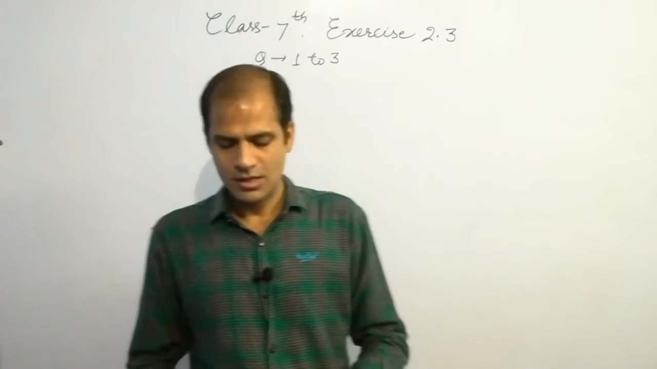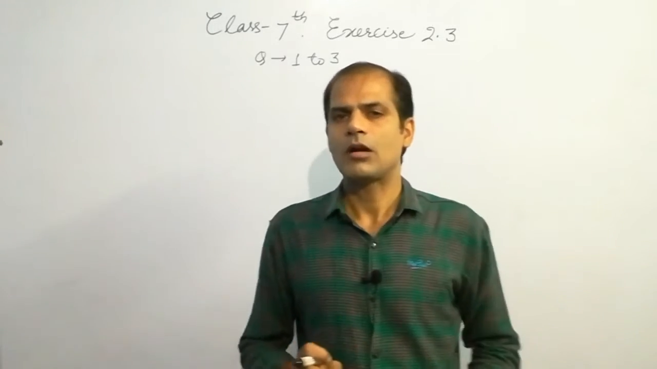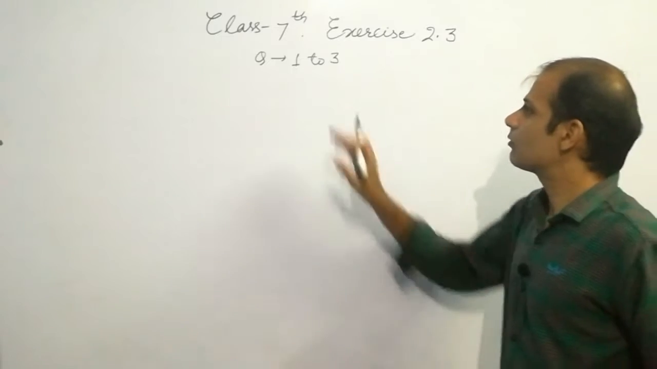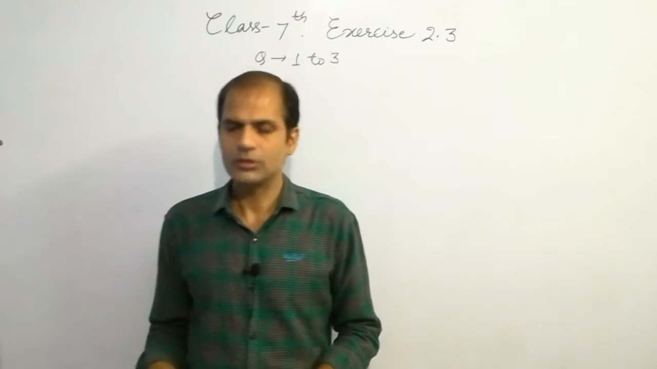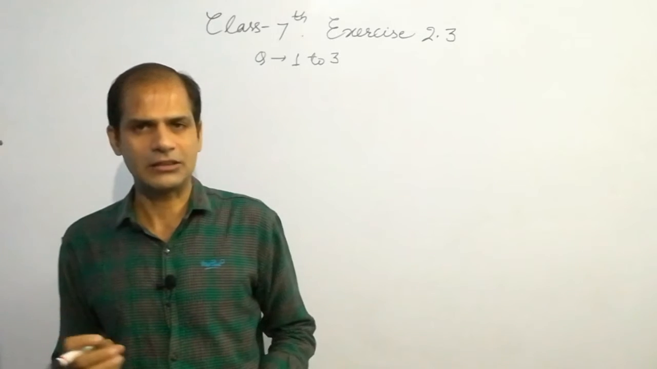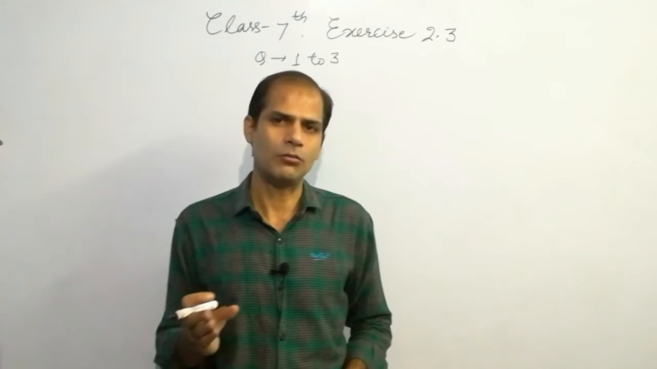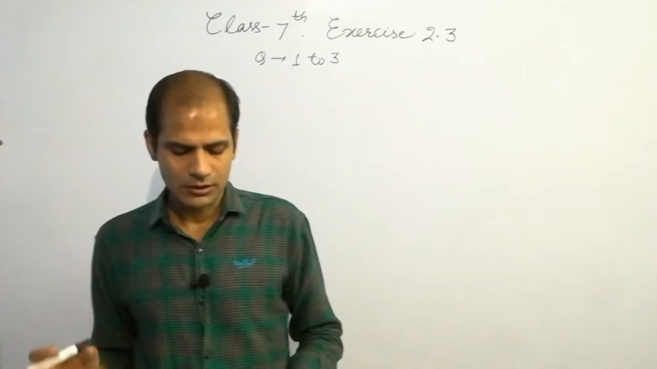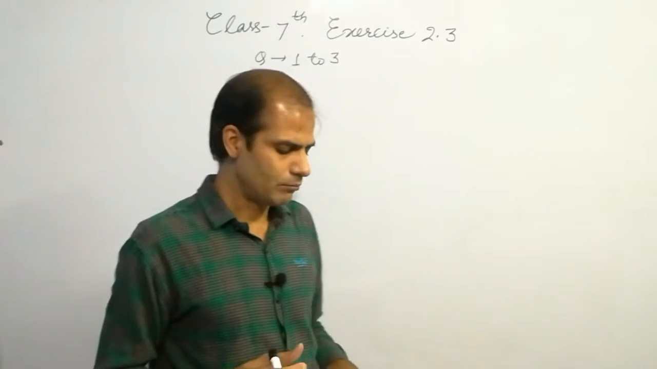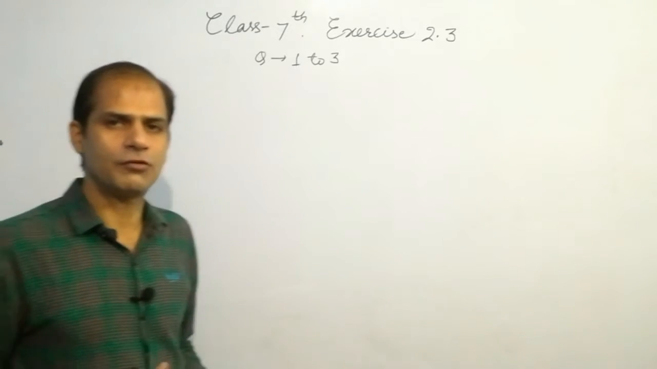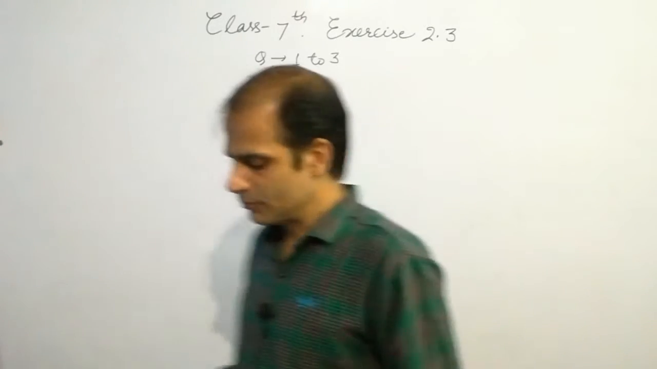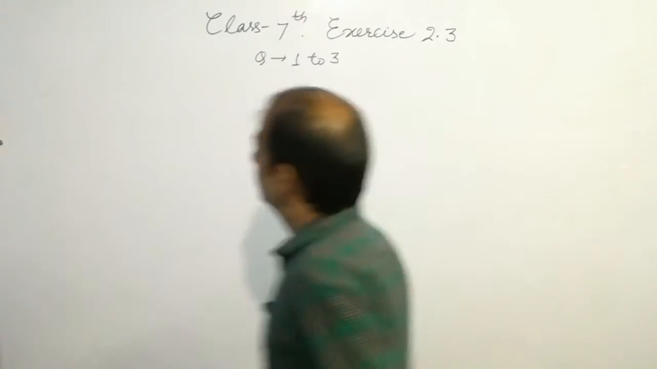Welcome students. In this video, I will solve question number 1 to 3 of exercise 2.3. It's all about multiplying the fractions in the form of improper and mixed, then simplifying them. Means we have to reduce the fractions to lowest form. So let's start.